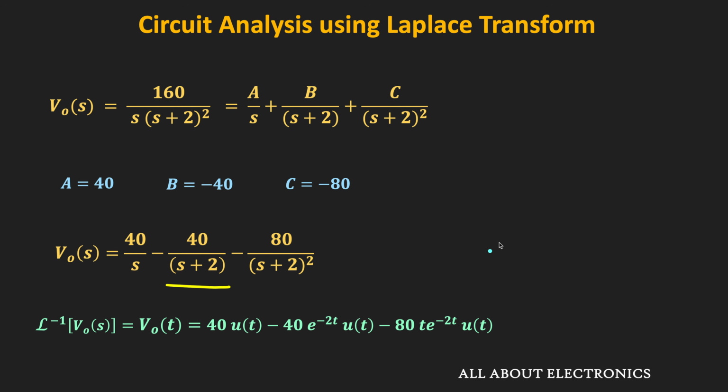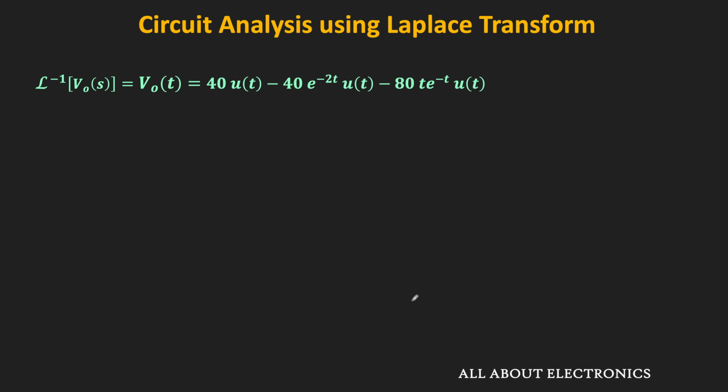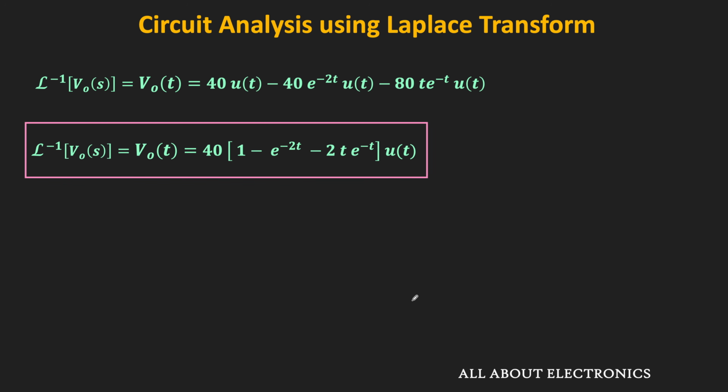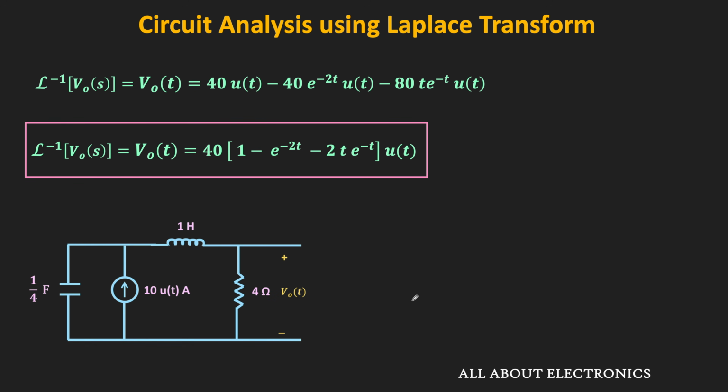And likewise, we know that the inverse Laplace transform of 1 divided by s² is equal to t times u(t). So we can say that the inverse Laplace transform of 1 divided by (s + 2)² is equal to t times e^(-2t) times u(t). Including the coefficients, this is the inverse Laplace transform of V(s). And if we take this 40 outside, then this is the time domain expression of the output voltage for the given circuit.